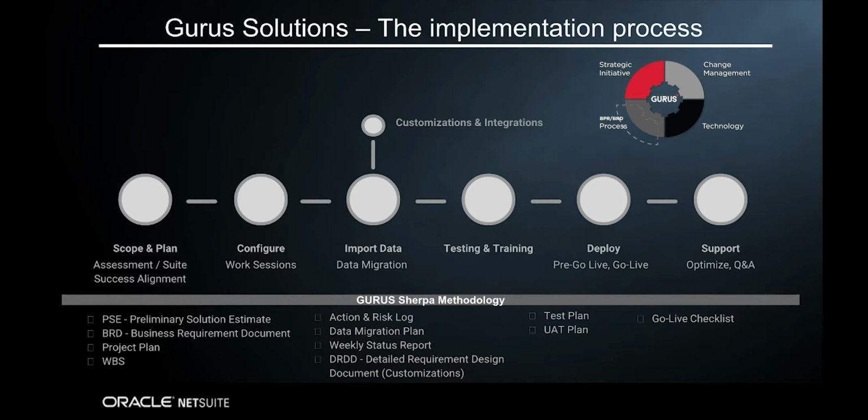The first thing we'll do is go through a scope and planning phase with you. Throughout that assessment, we'll be defining the business requirements of your company in order to modelize your business in NetSuite. After the assessment, you are presented with a preliminary solution estimate, a business requirement document, a project plan for the scope and the timeline of the project, as well as a work breakdown structure, determining who does what throughout the project.